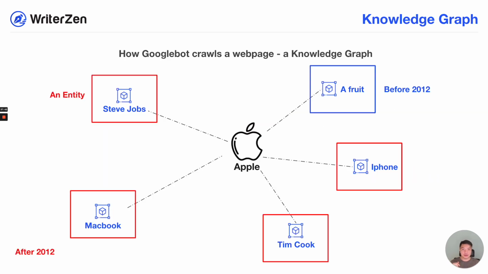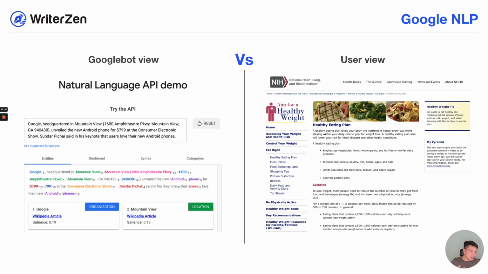This one I already went through. So here, like I was sharing, this is one of the views in which you can see that humans will read on the right side, the user view. You will see content, pictures, the outlines and everything. This is what Googlebot will see. Googlebot will see this natural language API demo, and when they read this passage, they will break it down into this. Google is an organization, headquartered in Mountain View. Mountain View is a location, right? They also have the number in here, and these are all listed out as different entities.